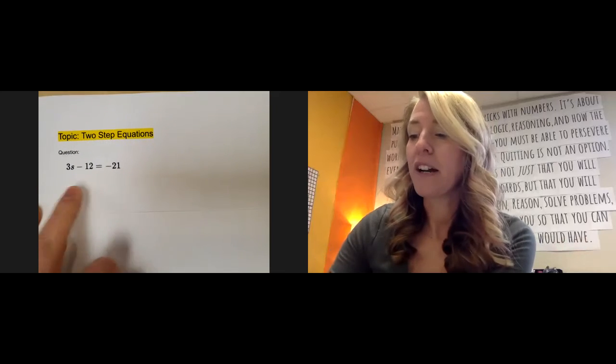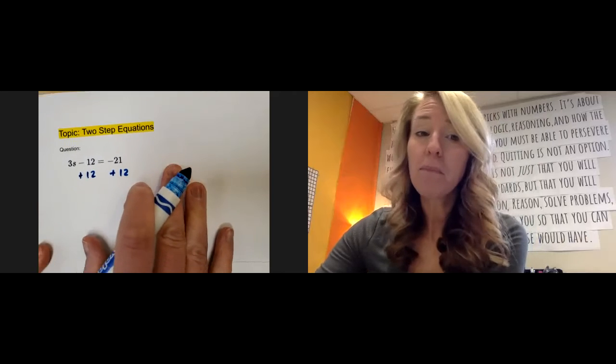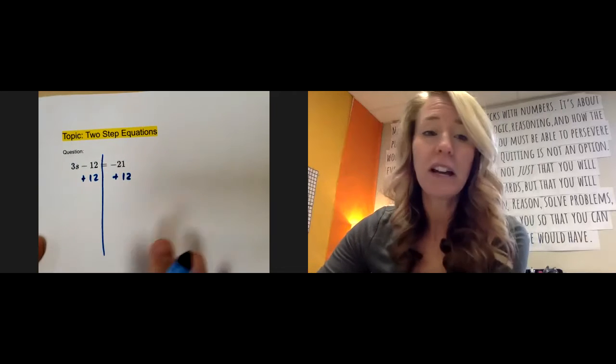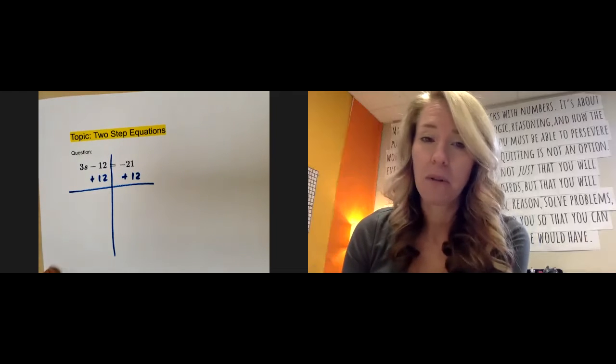get rid of this negative 12, right? Do the opposite, add 12 to both sides. And I always tell my students, build a balance first, because you have to remember, whatever you're doing to the left, you have to do to the right. Staying organized makes a huge difference when you're doing these kinds of problems.